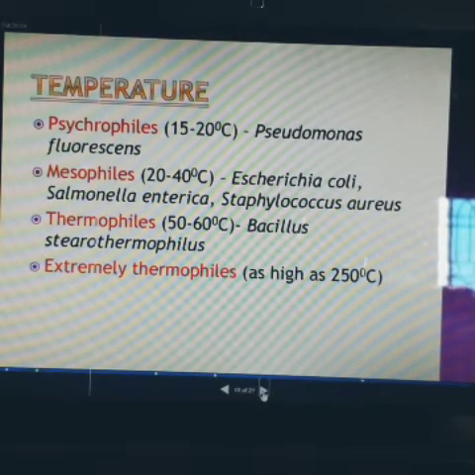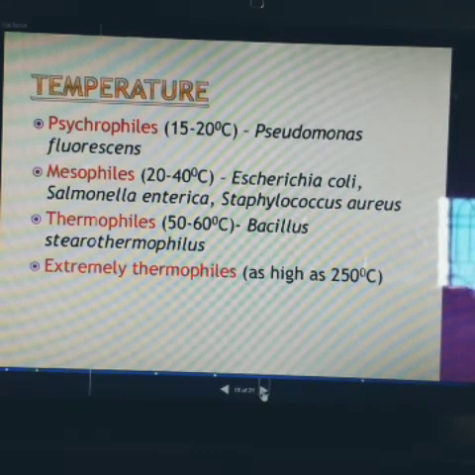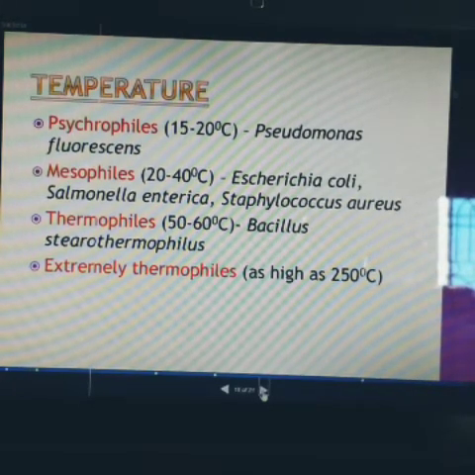Based on temperature, bacteria are classified into four types: psychrophilic, mesophilic, thermophilic, and extremely thermophilic. First one, psychrophilic bacteria. This bacteria lives at 15 to 20 degrees temperature. Example: Pseudomonas fluorescens is a very good example of that.